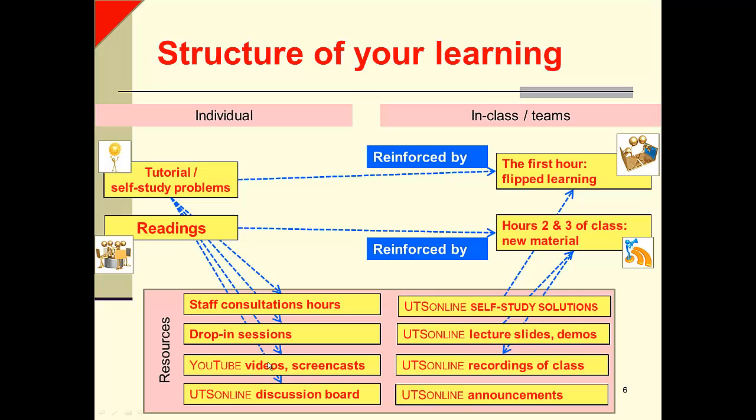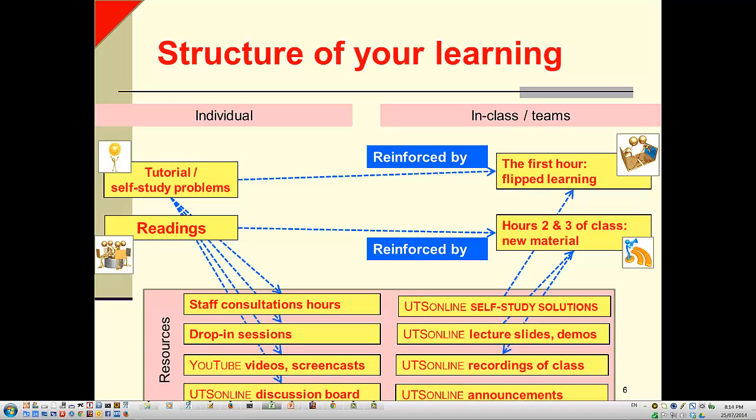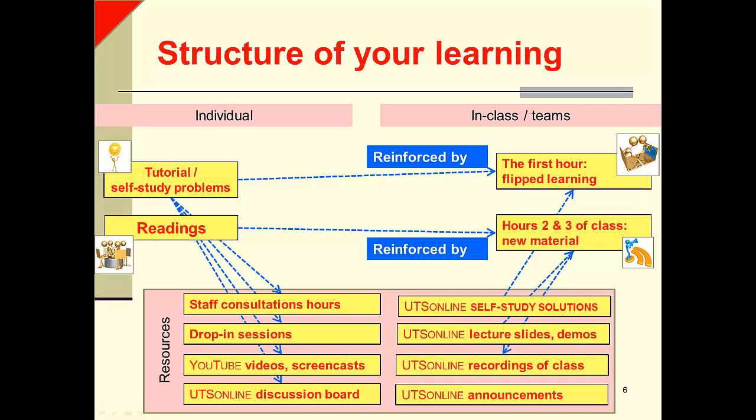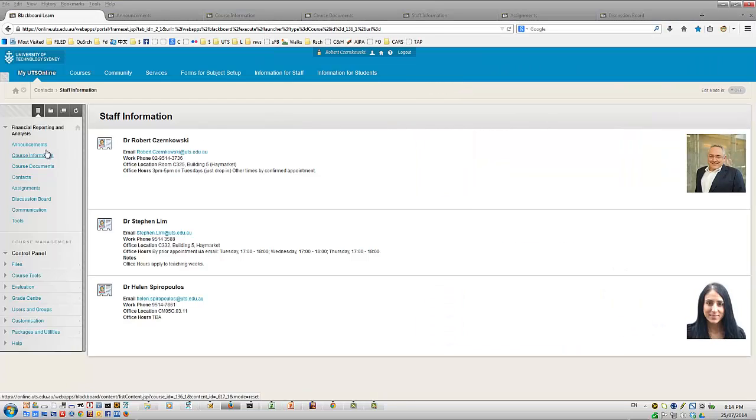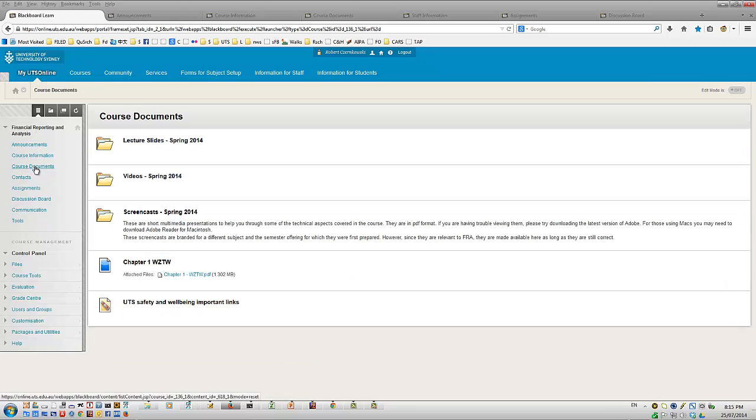Now, in addition, we have a number of other things such as YouTube videos and screencasts that have already been made available. So let me go back for a second to UTS Online. And if you go to UTS Online for financial reporting and analysis, most of the stuff that you're going to need is going to be here under course documents. So we've got a reading from a textbook by Whitred, Zimmer, Taylor and Wells that we want you to read for the first week. That's there.